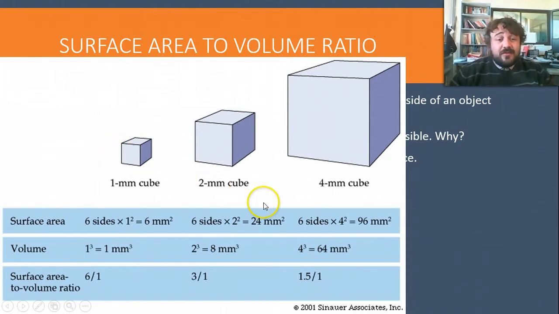So if we go to our 2 millimeter cube, we've got 2 squared, okay, so that's 4 times 6, that's 24 millimeters squared, but our volume is 2 by 2 by 2, so there's 8 millimeters cubed. So we've gone from a 6 to 1 to a 3 to 1. So here, for every 1 millimeter cubed, we've got 6 square millimeters of surface area to pump stuff into. And here, for every 1 millimeter cubed of volume, we've got 3 millimeters squared of surface area to pump stuff into.